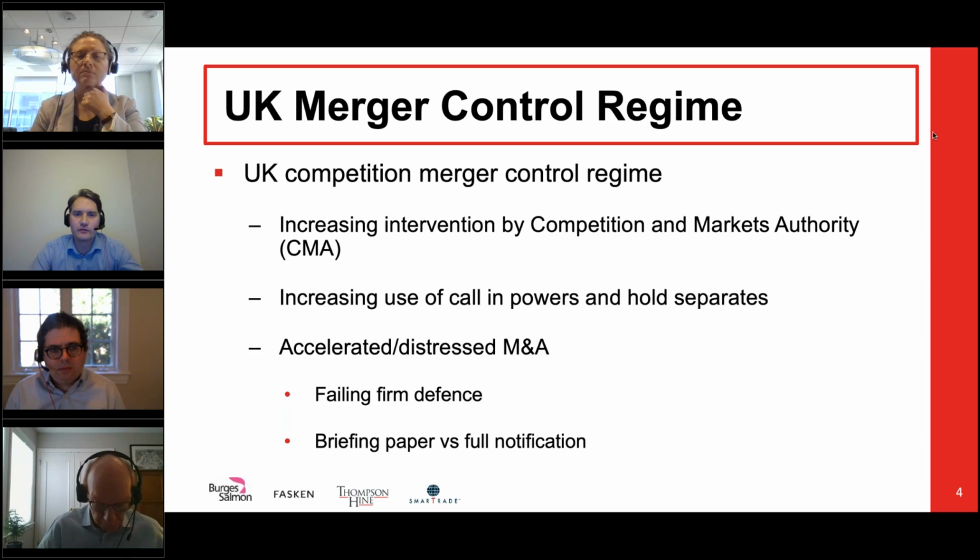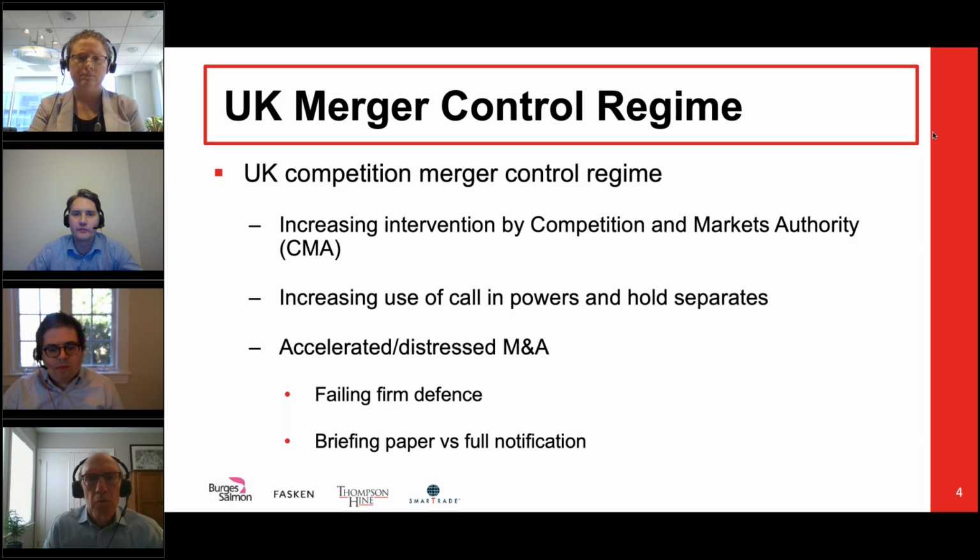In terms of the share of supply test and the market share test, that's been interpreted very widely by the CMA recently, and we've seen the CMA calling in a number of deals, including deals by US purchasers of companies where there hasn't actually been that much nexus to the UK. And the CMA has been quite active in imposing hold separates on parties, which prevents integration or closing even taking place before the CMA concludes its review.